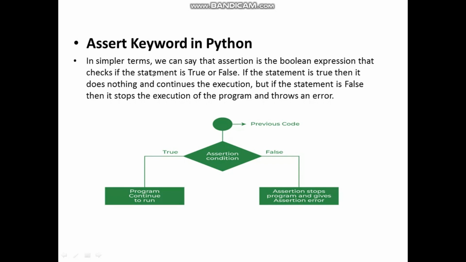In simpler terms, we can say that assertion is a Boolean expression that checks if the statement is true or false. If the statement is true, it does nothing to the program and it continues to execute further. But if the statement is false, then the program stops there itself and throws an error.